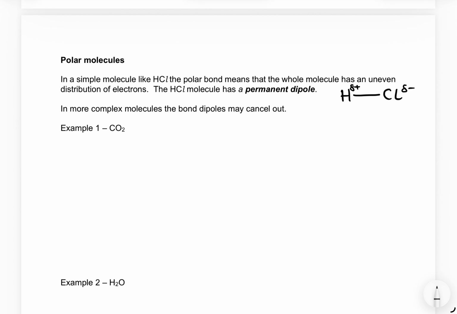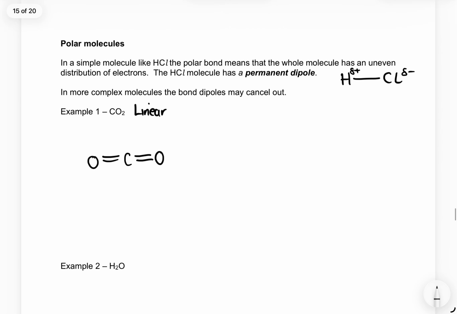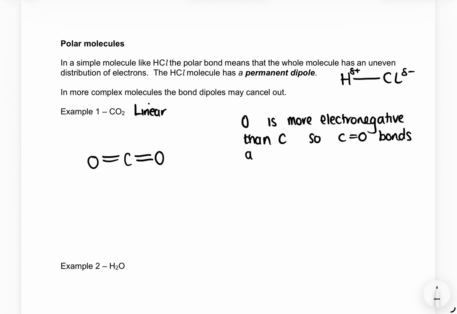When you get to the more complex molecules, you need to consider their shape. If you go back and think about the shape we looked at for CO2, carbon's in group 4, it wants to make 4 bonds. It makes them to 2 oxygens. It makes double bonds. Its shape is linear. So you need to consider the shape. Here we would say O is more electronegative than C. So C=O bonds are polar.